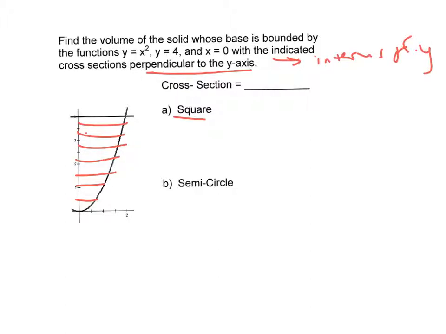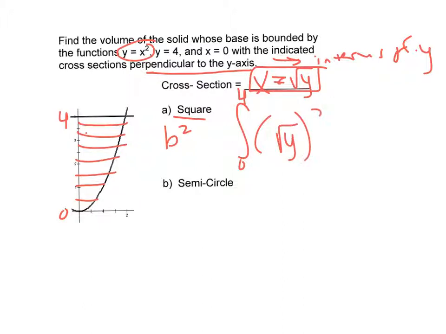So in that case, you're going to set your equation to be in terms of y. So you get x equals radical y. Now you're going to be integrating between your y values. In this case, it's between 0 and 4, since y equals 4. If you're talking about a square, it's your base squared, and our base in this case is whatever my cross section is. So it's literally radical y, squared, dy, which you can plug straight into your calculator. And you end up with 8.